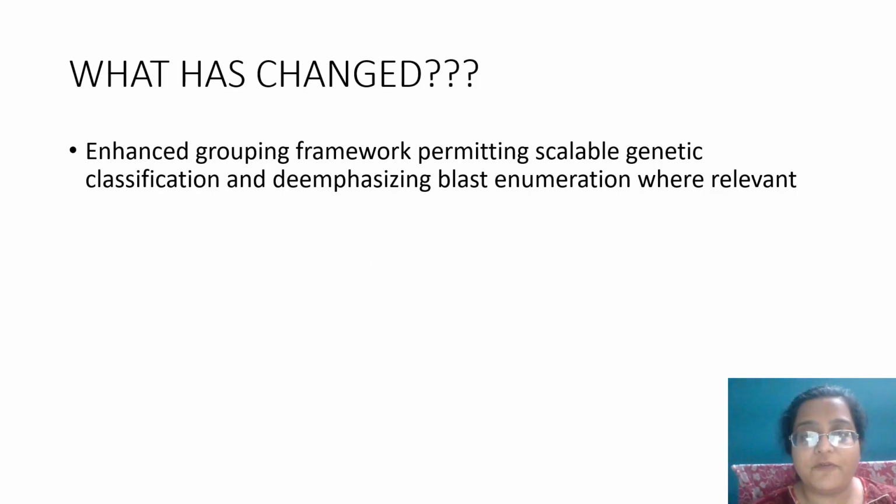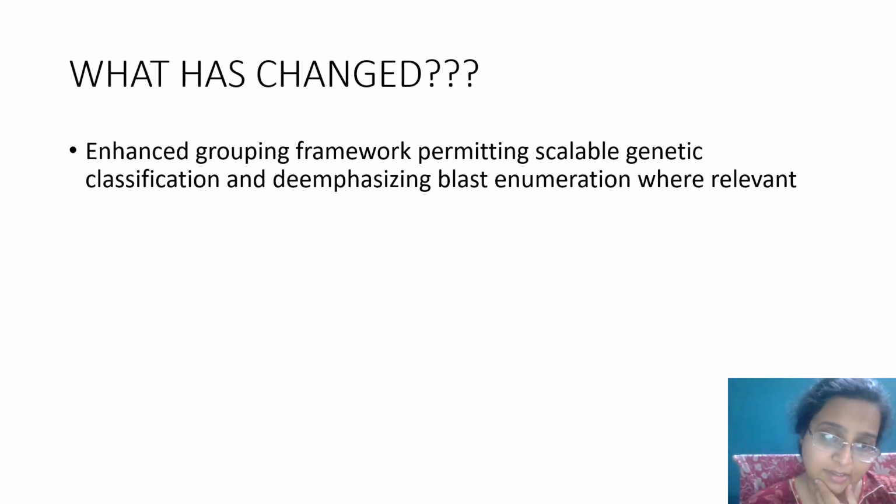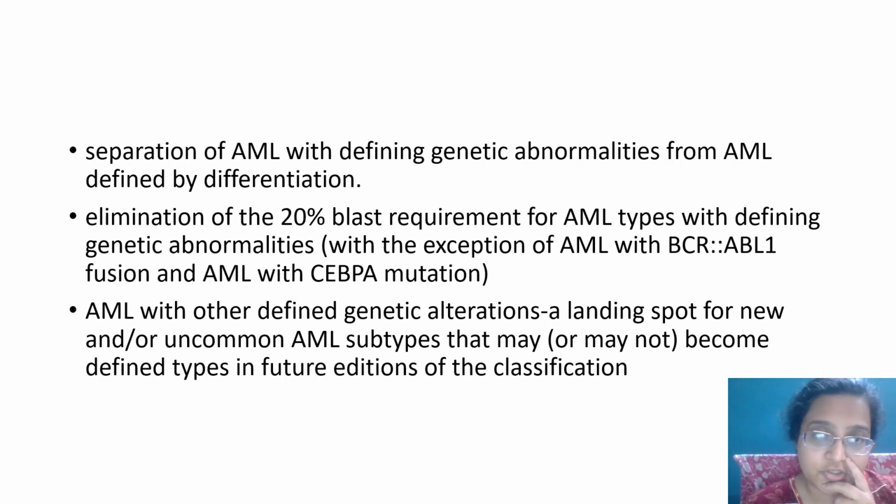So the enhanced grouping framework: what has changed is there is better grouping so that we can properly classify the genetic mutations, and the emphasis on the number of blasts has been brought down a bit. Separation of AML with defining genetic abnormalities from AML defined by differentiation, that is the FAB criteria and the genetic mutation criteria are separate. Elimination of the 20% blast requirement for AML types with defining genetic abnormalities. So if you have a proper mutation, like BCR::ABL1, then even if you have 5% blasts, it is still AML.